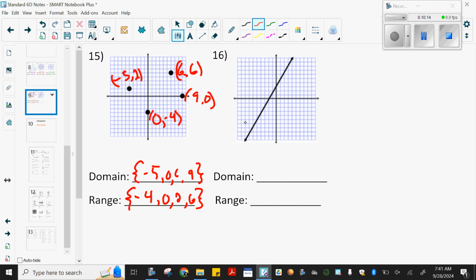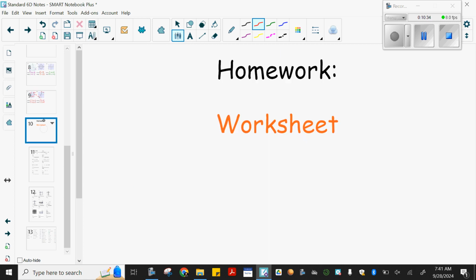Look at this domain and range. Look, arrows going on forever this way. It is going both this way and this way. This one's going both this way and this way. So we look left and right, it's infinity. And up and down, it's infinity. So this one would be infinity and infinity, infinity, infinity. All right.